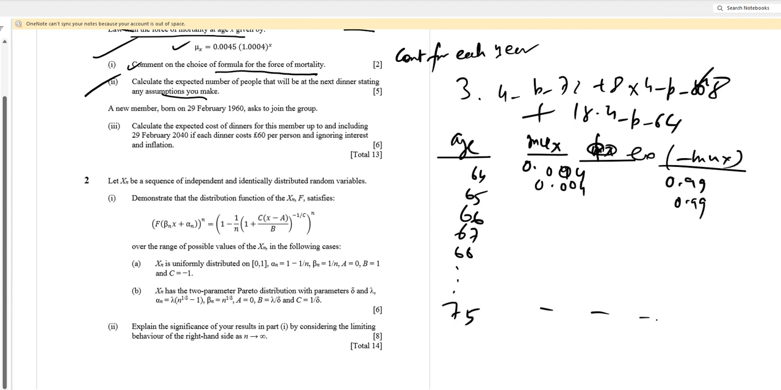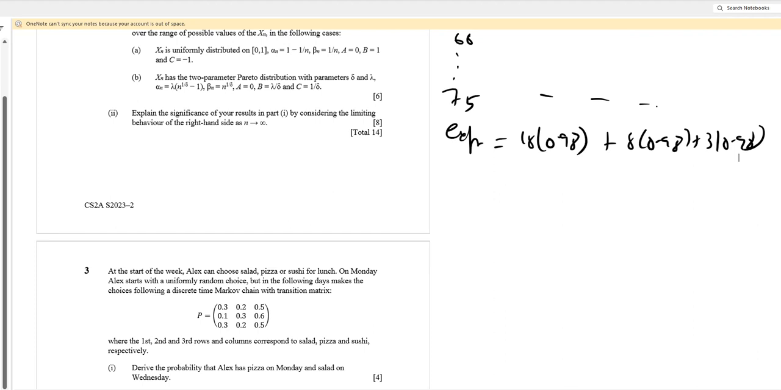So then put the values and calculate, and after that the expected number at the end will be 18 into 0.98 plus 8 into 0.98, 3 into 0.98. So 8, 26, 29, so 28.47.